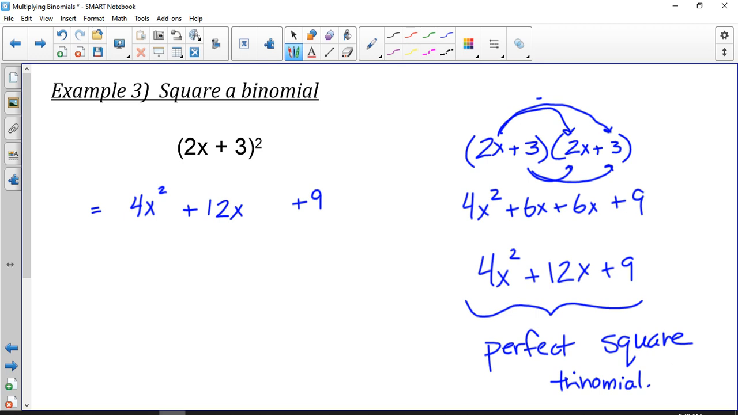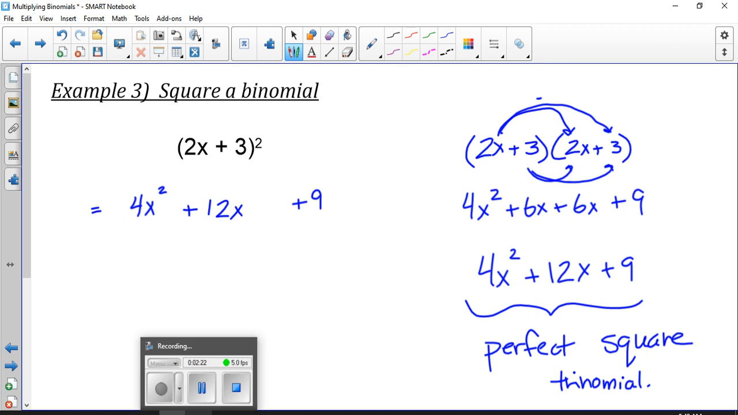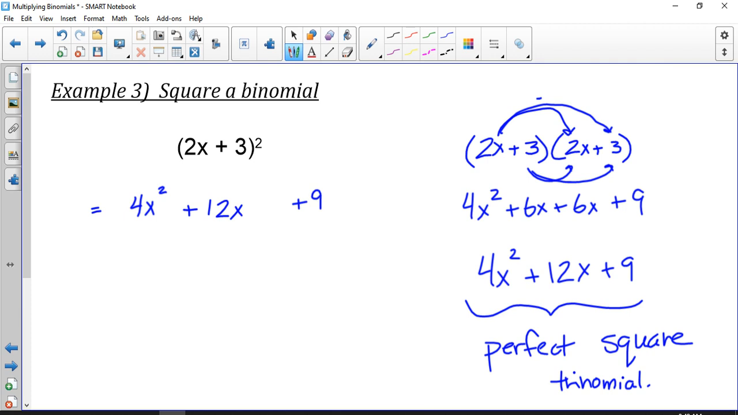Okay, great. That's it for today. In the next lesson, we'll be looking at how to factor polynomials, which would be the reverse of expanding.